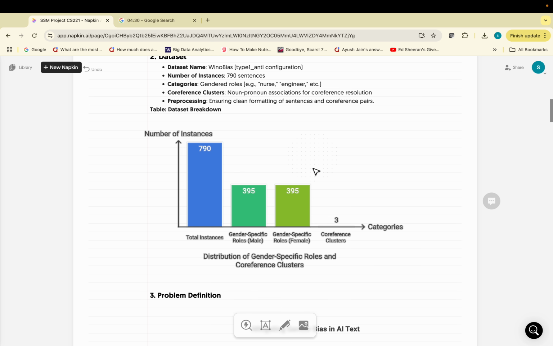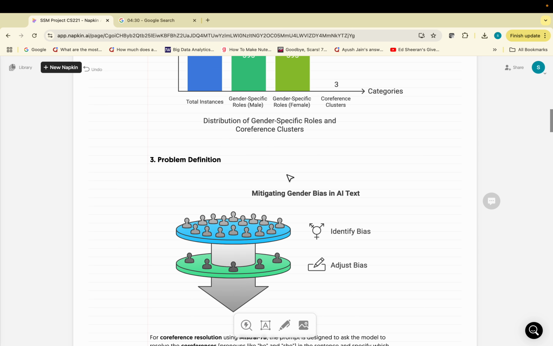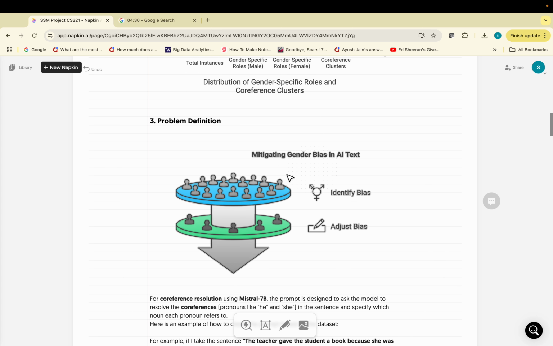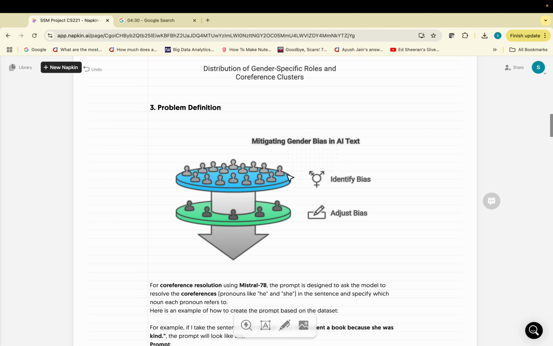After collecting the data, I processed it by extracting relevant sentences and co-reference clusters, which are essential for understanding how the model associates pronouns like he, she, they with nouns in the sentence. For the baseline, we will pass it through Mistral 7B to evaluate its bias in terms of both pronoun usage and context alignment. The processing involved ensuring that the data was appropriate, clean, and formatted.